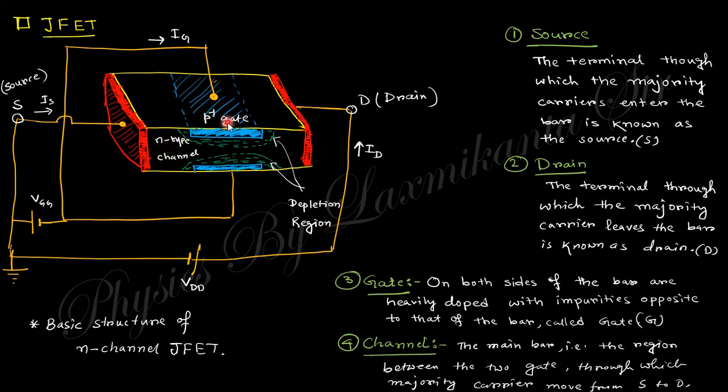Okay, and the gate: this is the gate because this reverse bias produces the depletion region, and between this depletion region the current flows. If we increase the gate voltage, the depletion region will increase, and after a certain point they will just touch. Okay, so these two depletion regions behave like a gate, that's why this terminal is known as the gate. So three terminals: source, drain and gate, and the bar is known as the channel. I think this schematic diagram is clear.